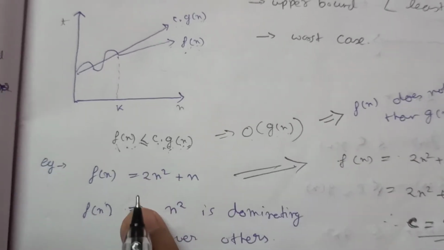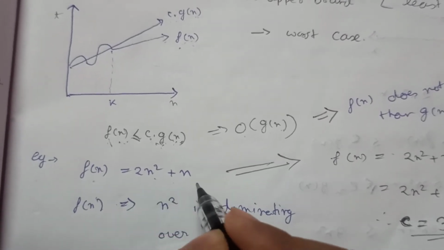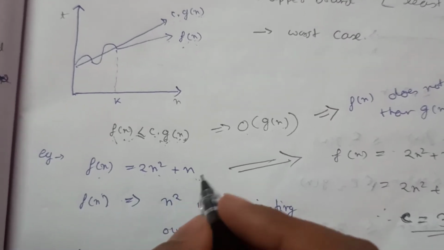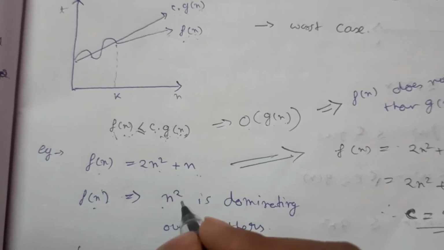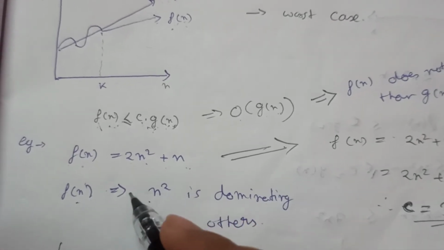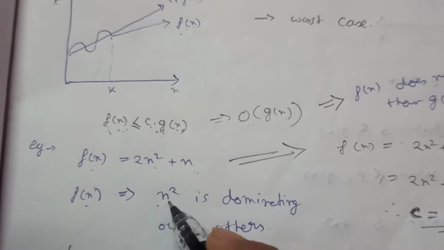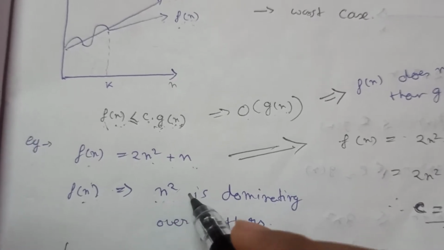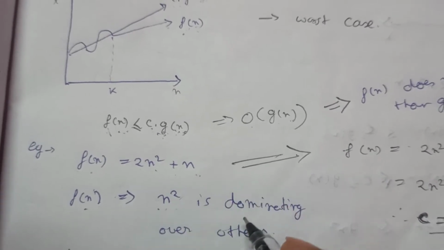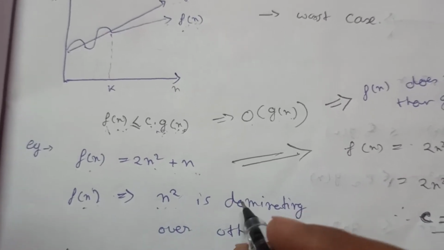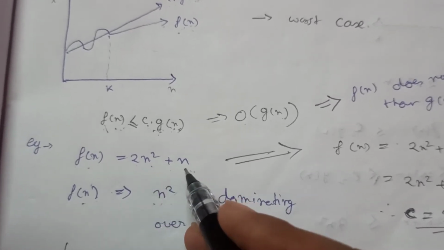Now let's see an example. We are given that f of n equals 2n square plus n. Then we can say that f of n is approximately n square, because that is the order of f of n. It is not equal to n square, it is in the order of n square. For the time complexity, we just consider the dominating term which dominates over the other terms. Here n square is dominating over n.